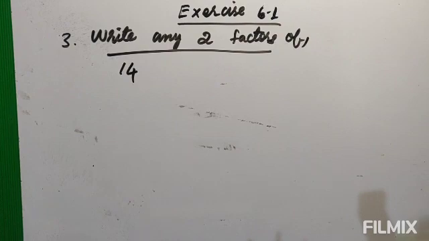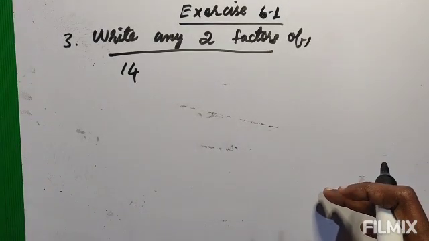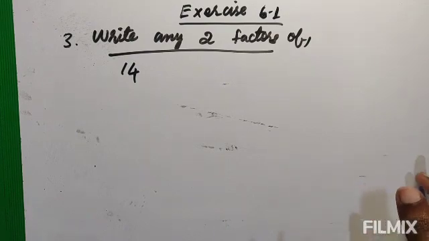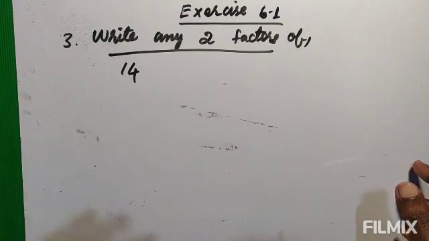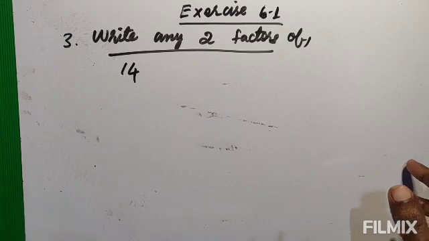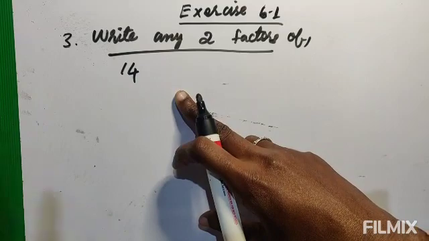Exercise 6.1, third sum: write any two factors of 14. Here you don't need to work hard. In mathematics, some sums take a lot of time, and then you will not have enough time to write the other sums. So there are some sums where you can reduce your time. This is nothing difficult and you did not make a mistake, but I want to show you where you can save time. Here they are asking you to find only two factors, not all the factors.